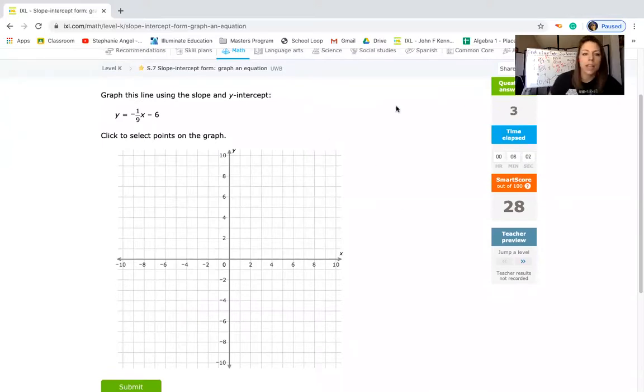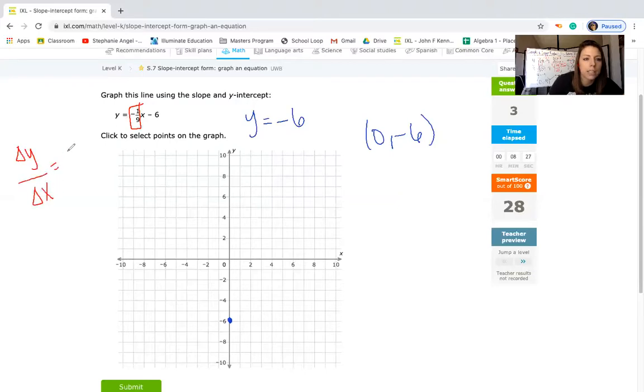Last one here, so we plug in 0 for x, you get -6 for y, 0, -6. We need a slope of the line because you can't graph without 2 points, and the best way to find 2 points is to use the slope. So here it looks like our slope is a negative fraction. Again, change in y over change in x. I'm going to put the negative in the numerator, -1 over 9, which means I'm going down and to the right. So here we go.